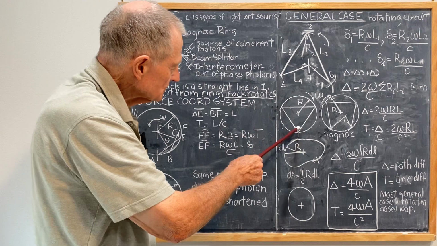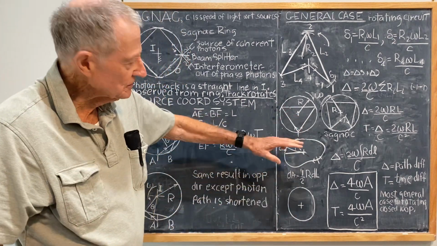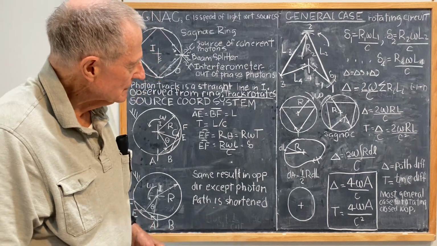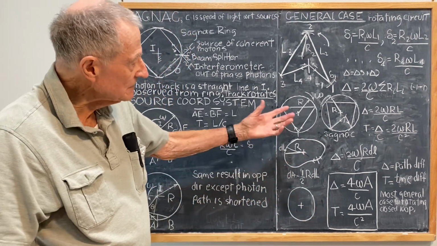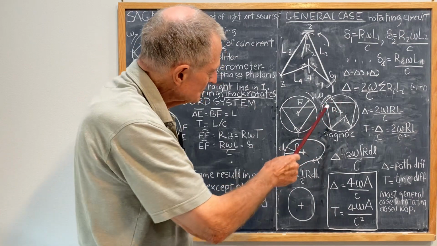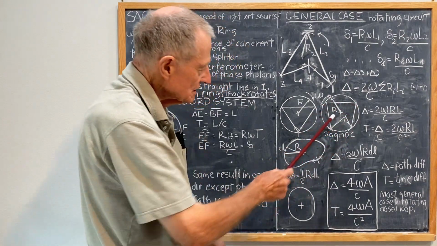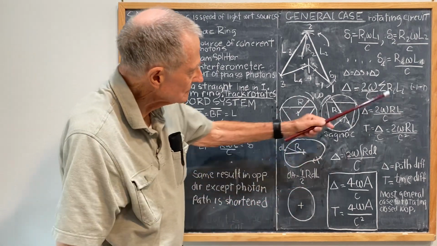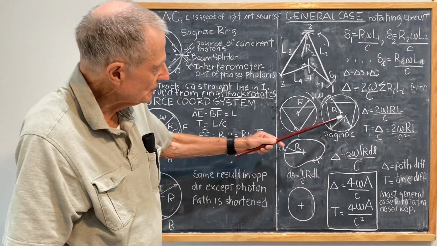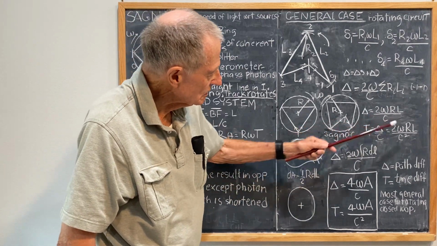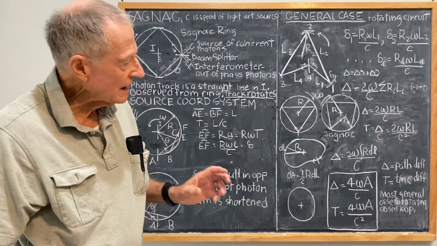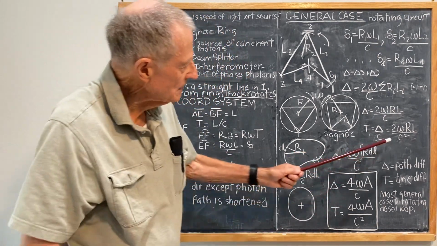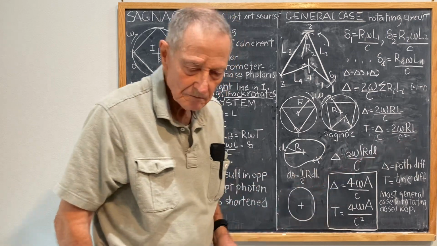I have a ring with a triangle. I believe that configuration is used in gyroscopes. And then I have the Sagnac experiment itself, which is a ring with a series of mirrors in this configuration. Now, in both of these cases, because R is constant for the ring, delta is 2 omega RL over c, and the difference in time is going to be the distance divided by the speed of light, c. So it's going to be 2 omega RL over c squared.